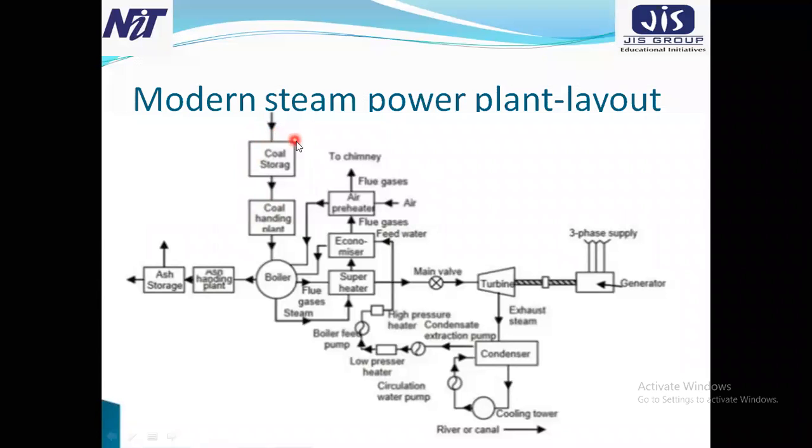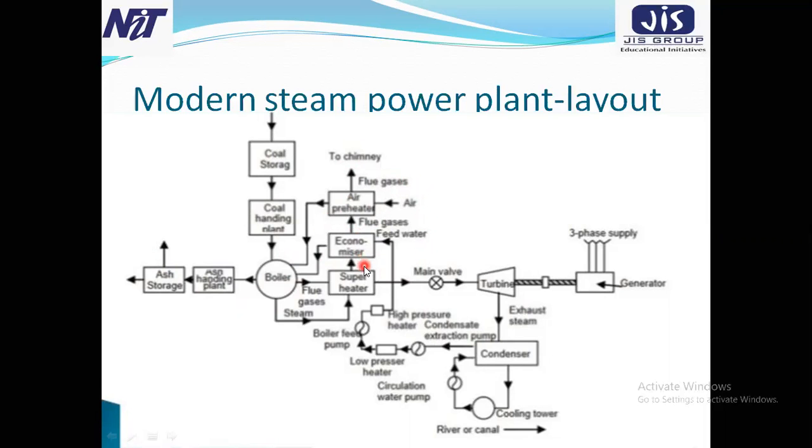So coal storing, then we'll find the coal handling plant. If you go to any power plant, you will get this layout. As an electrical engineer, you have to understand this first. So the ash storage: from the boiler, the ash is generated, and the ash handling plant and ash storage are there, which is used to make different types of material like cement. Then the coal handling plant, the boiler, then we have the chimney, the air preheater, then flue gases, the air is coming.